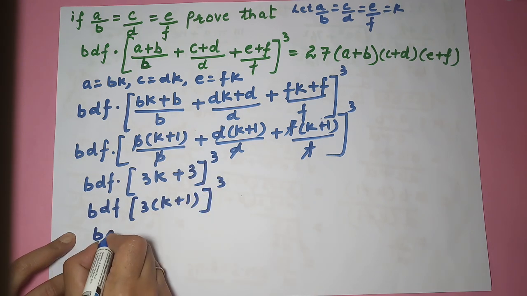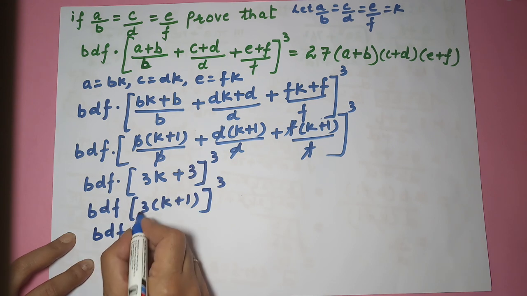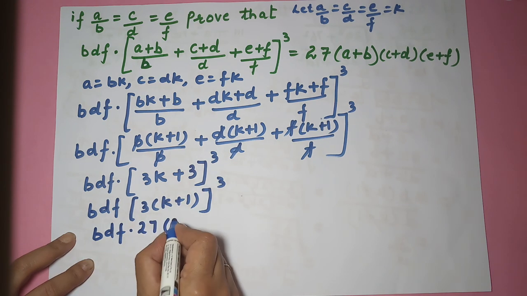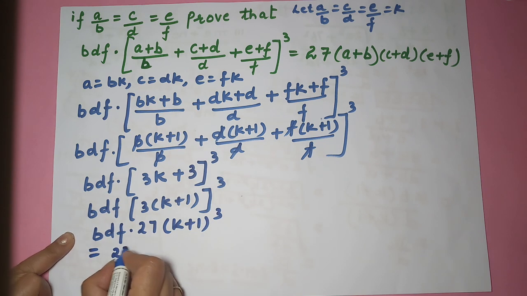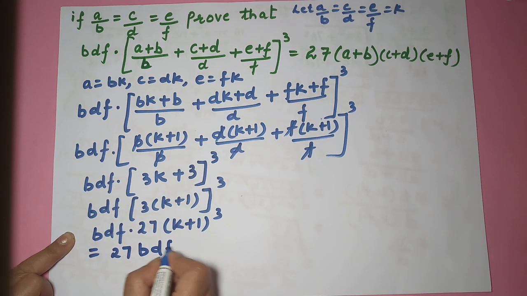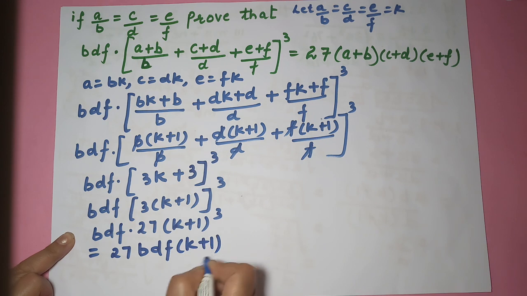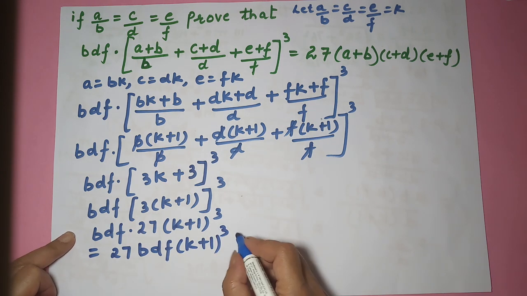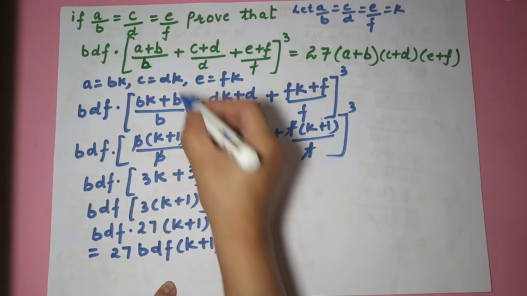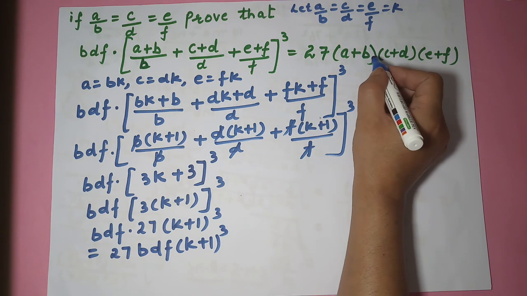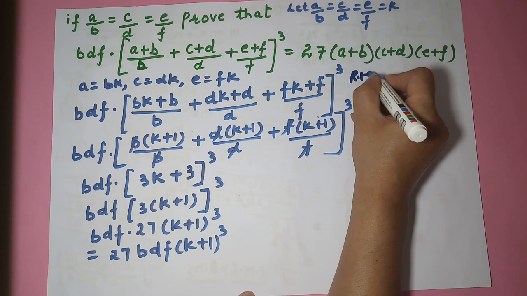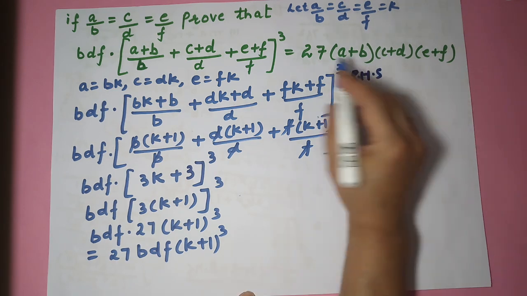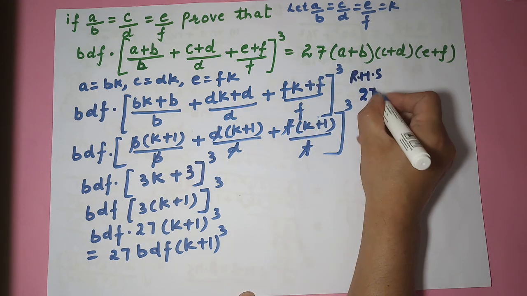So your BDF into, this becomes 27 and this becomes k plus 1 whole cube. So finally you got 27 BDF into k plus 1 whole cube. Right? So this is your left hand side. Let's see how we can solve the right hand side. In the right hand side part I have 27, so I'll write 27 as it is.